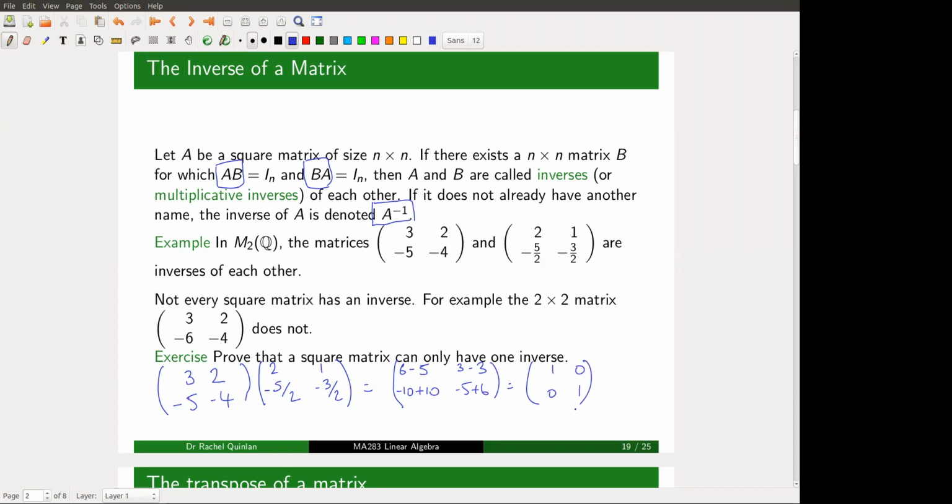Okay. Doubtless you know how to calculate inverses of 2 by 2 matrices and 3 by 3s. We're not going to focus on that right now. We're just going to recall the definition of an inverse and note that not every square matrix has an inverse. So certainly the 0 matrix doesn't have an inverse, in the same way that the number 0 doesn't have a reciprocal. But another example of a matrix that doesn't have an inverse is this 2 by 2 matrix whose entries are 3, 2, minus 6, minus 4.